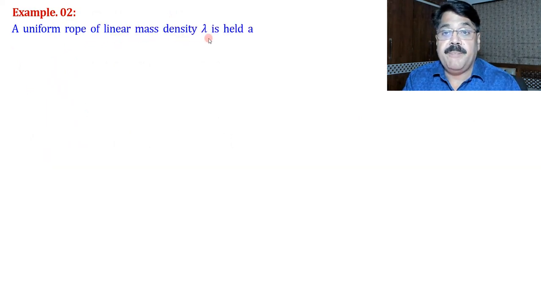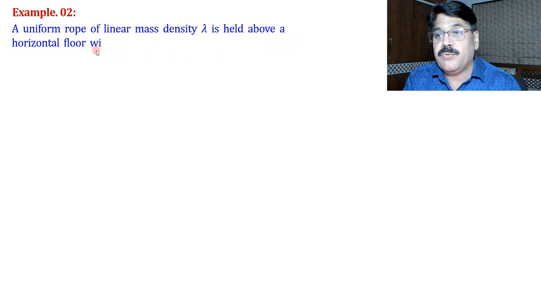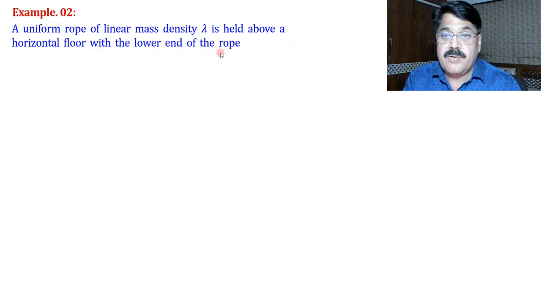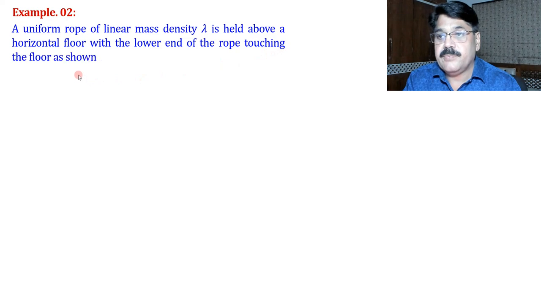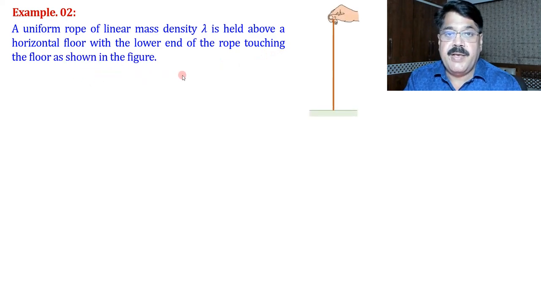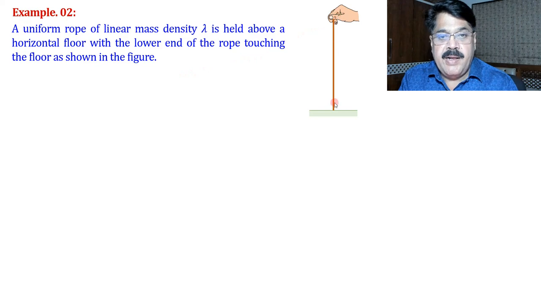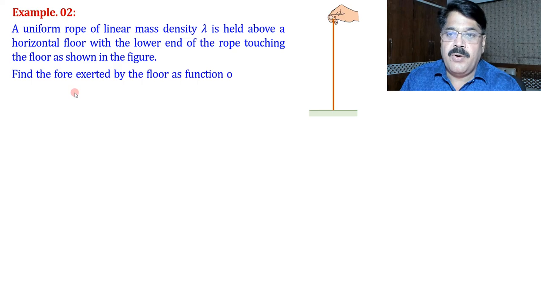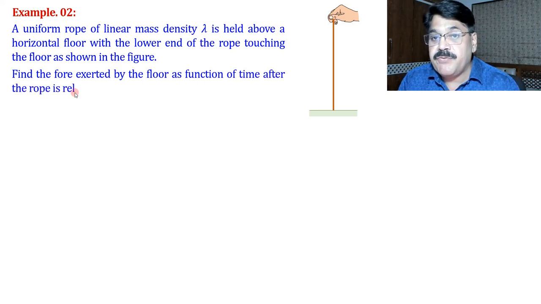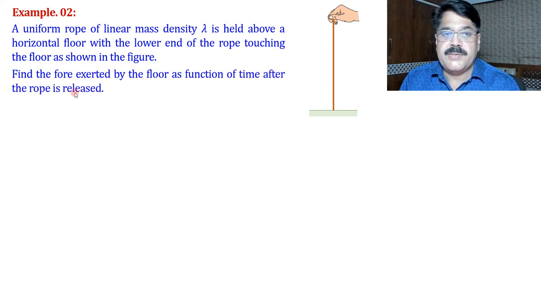Say for the next example, example 2: a uniform rope of linear mass density lambda is held above a horizontal floor with the lower end of the rope touching the floor, as shown in the figure. See here, a uniform rope is held above the floor and the lower end of the rope is touching the floor. Find the force exerted by the floor on the rope as a function of time after the rope is released. So here we have to measure time from when the rope is released.